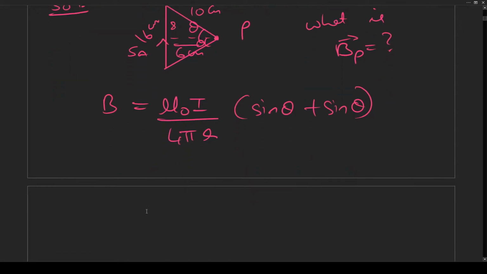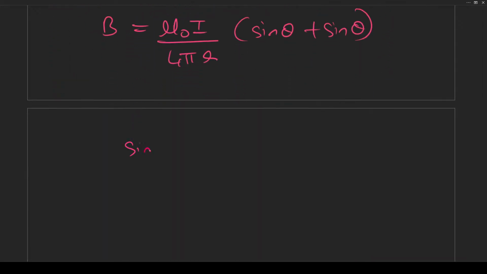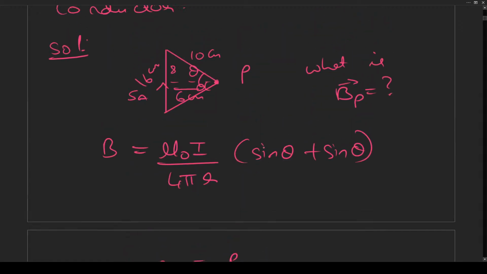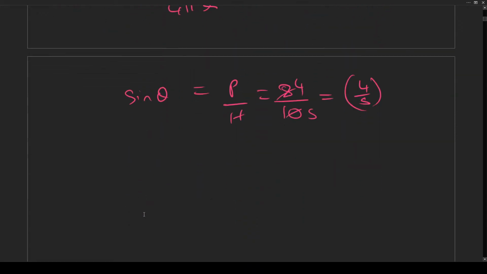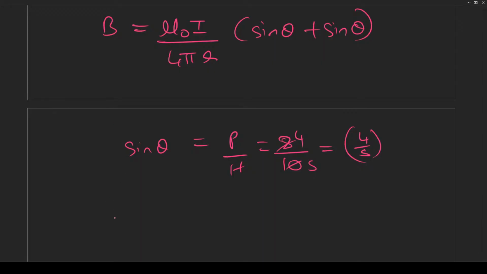Where sine theta is equal to perpendicular by hypotenuse, which in this case is 8 centimeter over hypotenuse 10 centimeter, which is 4 by 5, so sine theta is equal to 4 by 5.